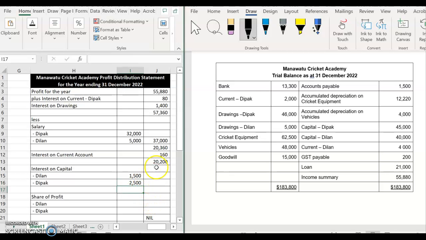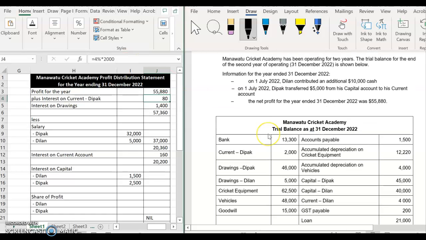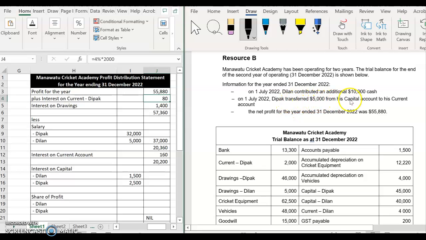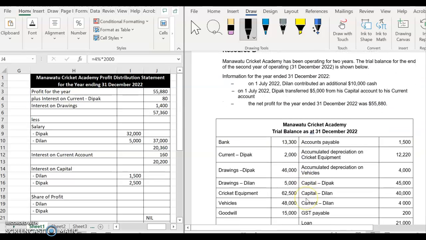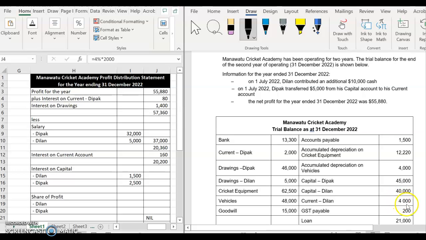So that means that the current one for Deepak's not quite right either. So we've said equals 4% times 2,000. But it means that his current account, let's go through this again. Deepak transferred 5,000 from his capital to his current account. Right, so his current account is actually going to be $5,000 less than it was here. So that puts us in a little bit of a bind, really, because his current account is 4,000. So we've made a bit of a mistake here.